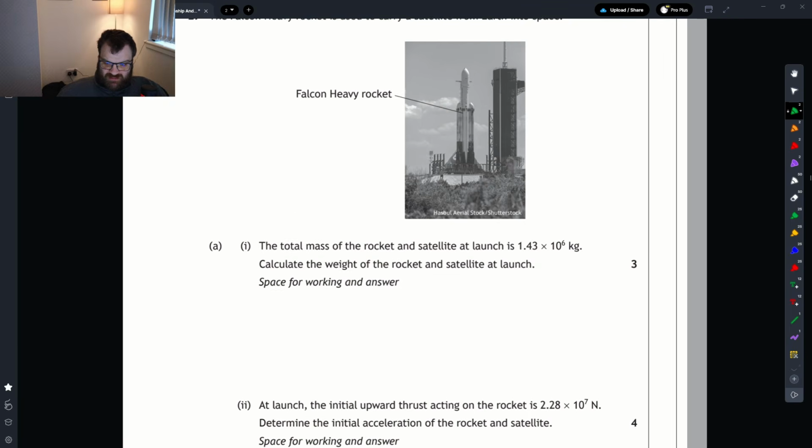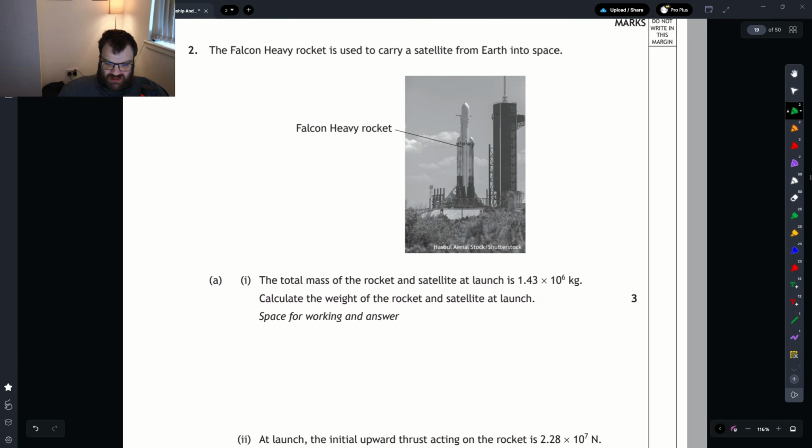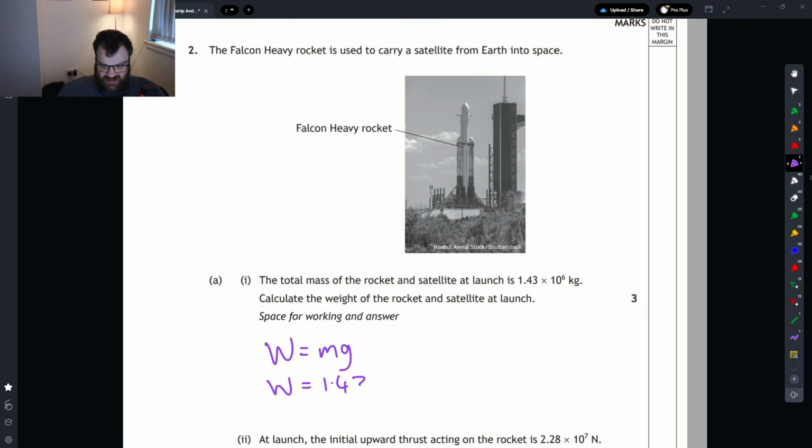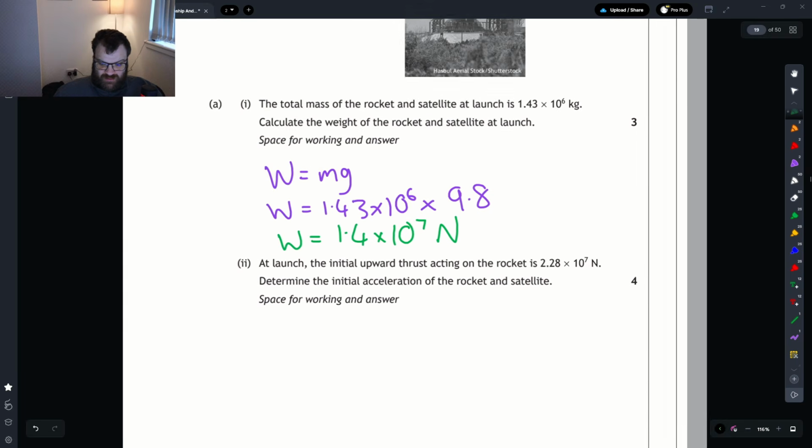Next one, we're talking about the weight at launch. W equals mg. What's the total mass? That's everything involved. So I'm not seeing anything sneaky here. 1.43 times 10 to the power of 6 times 9.8 because we're on Earth. So W equals 1.4 times 10 to the 7 newtons.